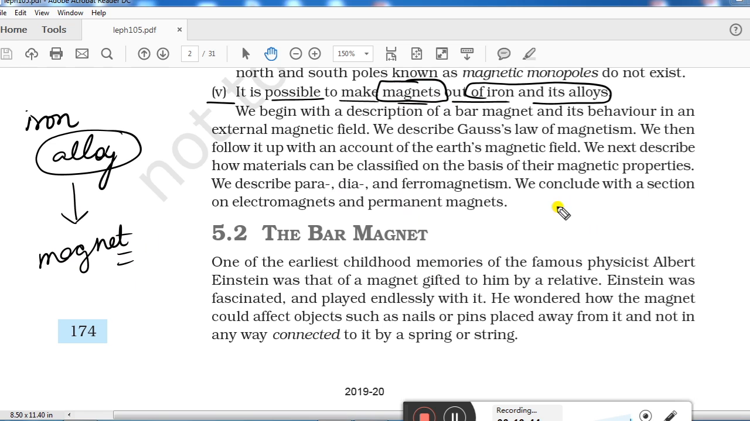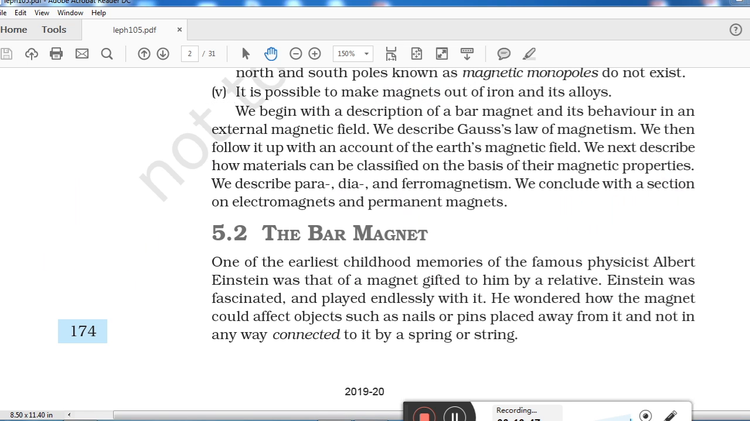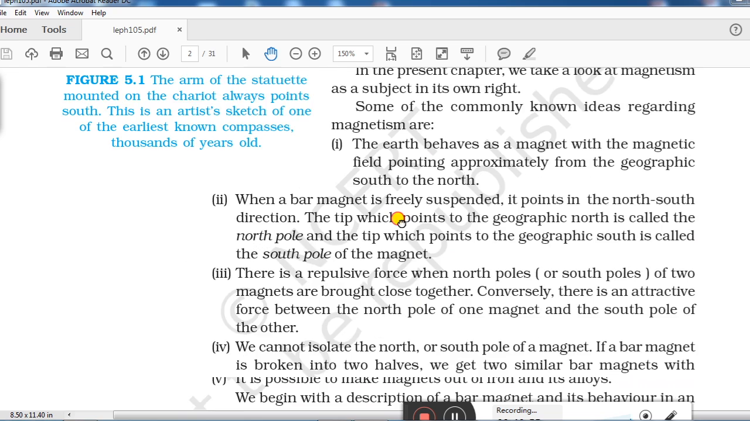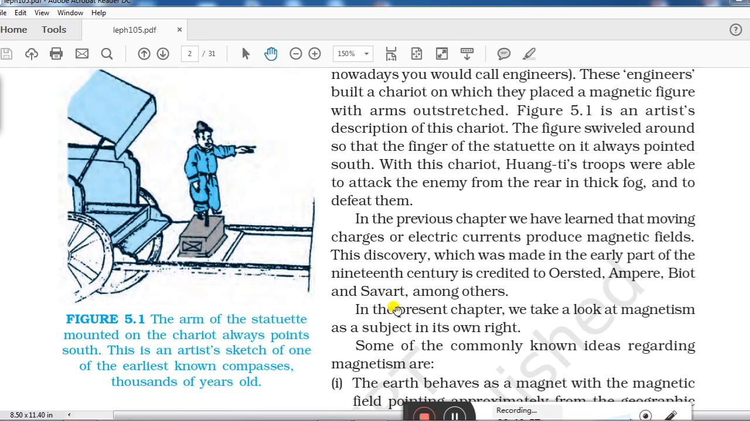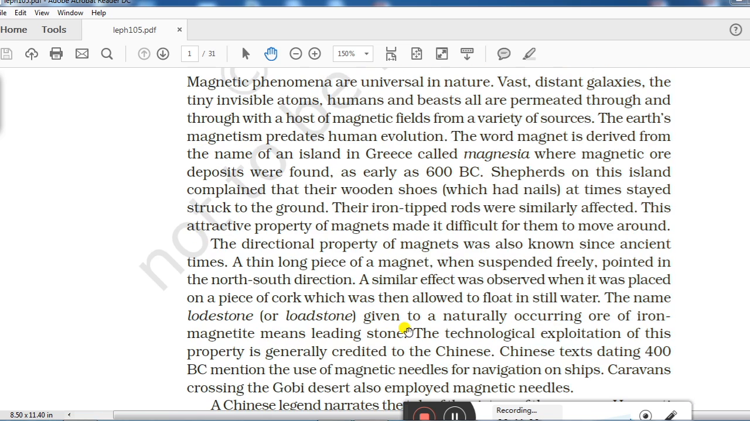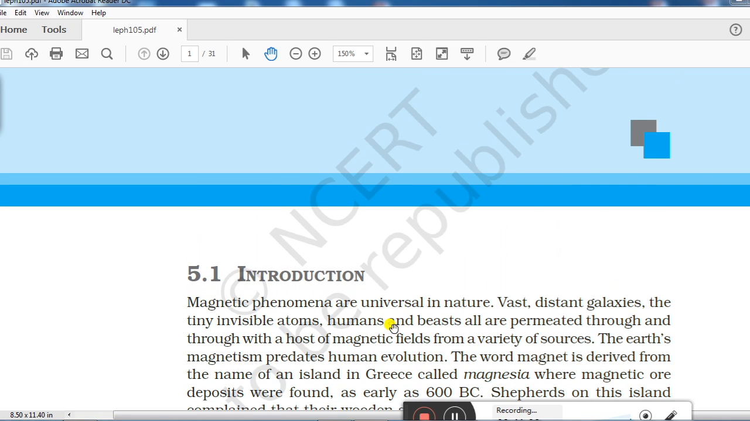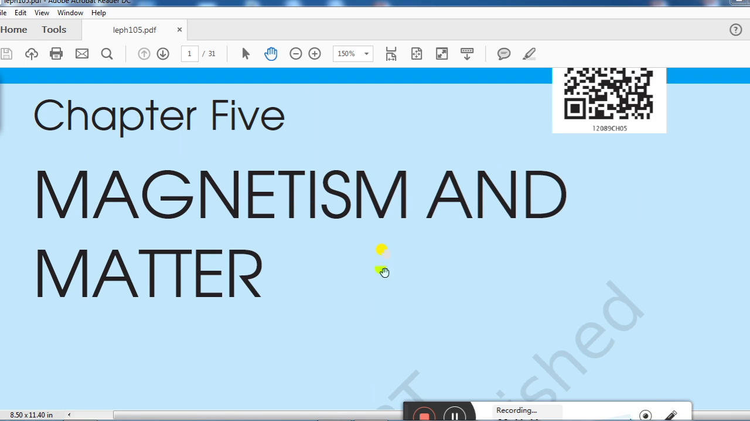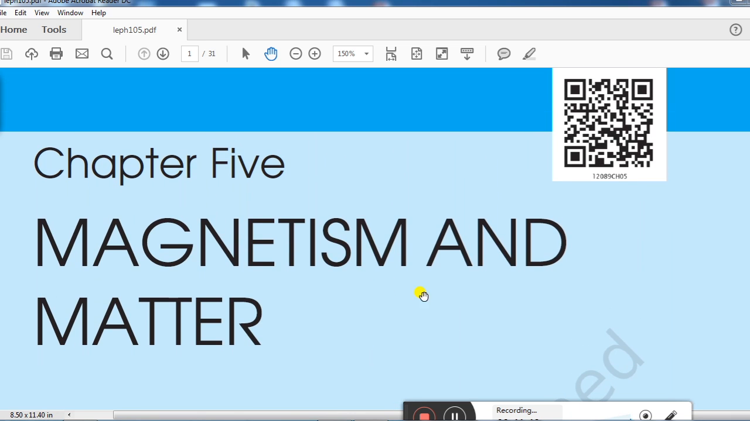So like this, you have seen a few properties which are general things we should know if you are going to start this chapter. The remaining things of the chapter, like the magnetic field due to a bar magnet, we will study in the coming videos. So in this video we have covered these points only. Let us see you in the next video. Till then, take care.